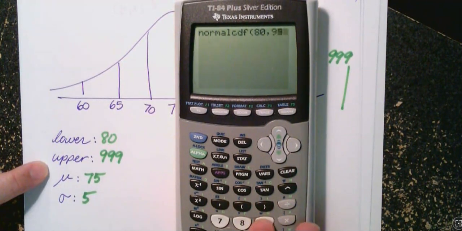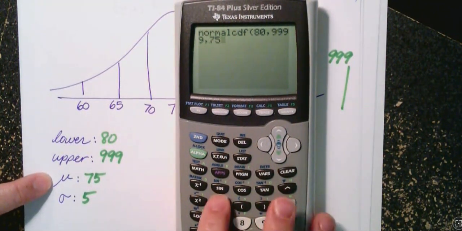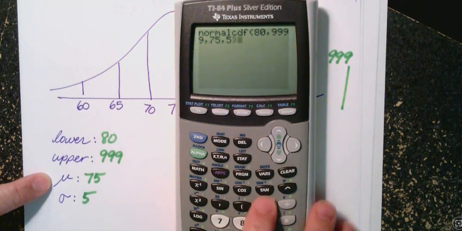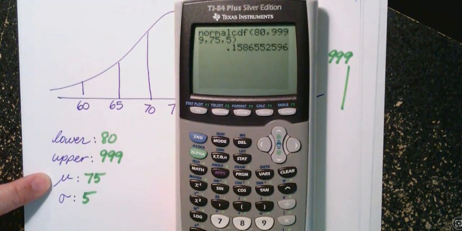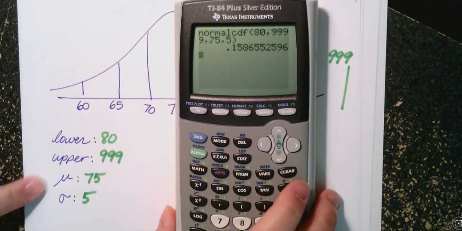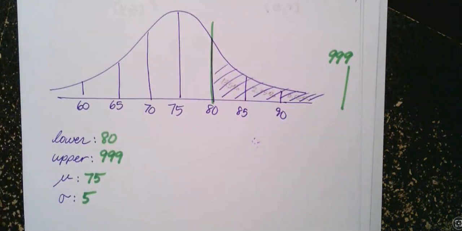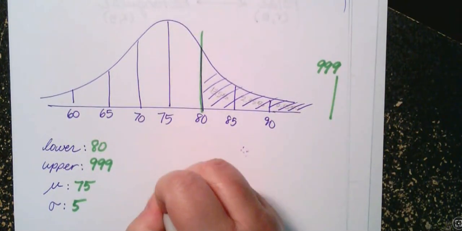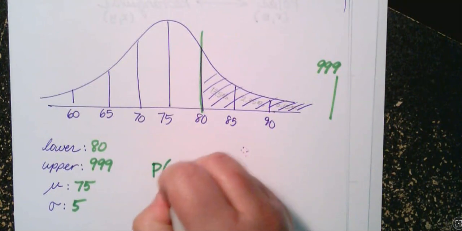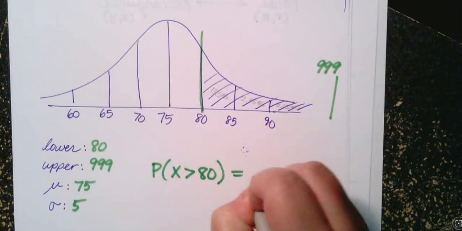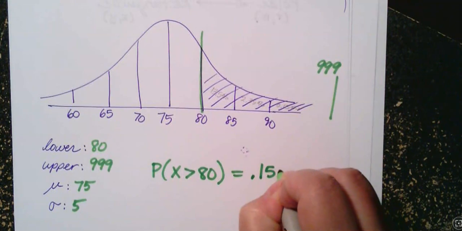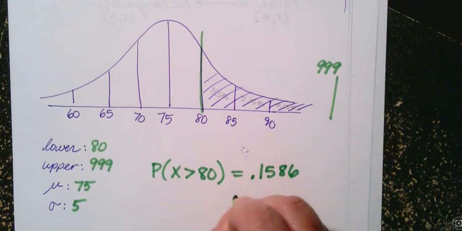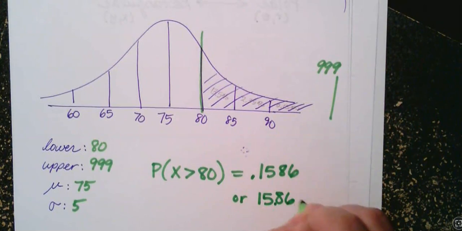Comma, 999. Let's make it 9,999. Why not? Comma, 75, comma, 5. And we get 15.8%, 0.1586. So as a percentage, what percentage of the speeds of cars would I expect to be bigger than 80 miles an hour? That's the probability, or 15.86%.